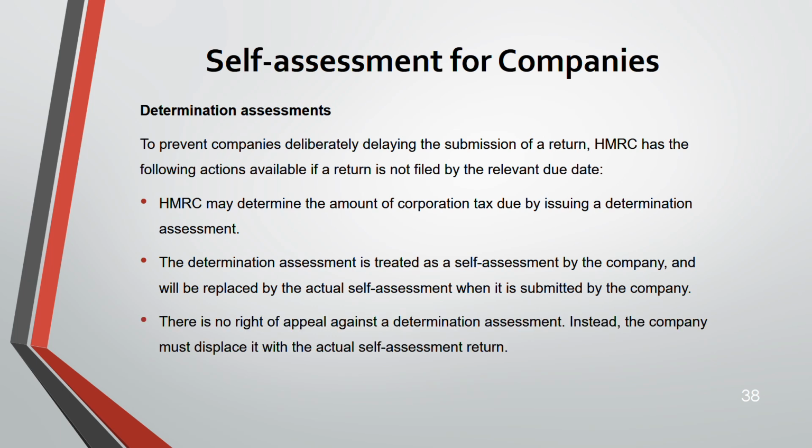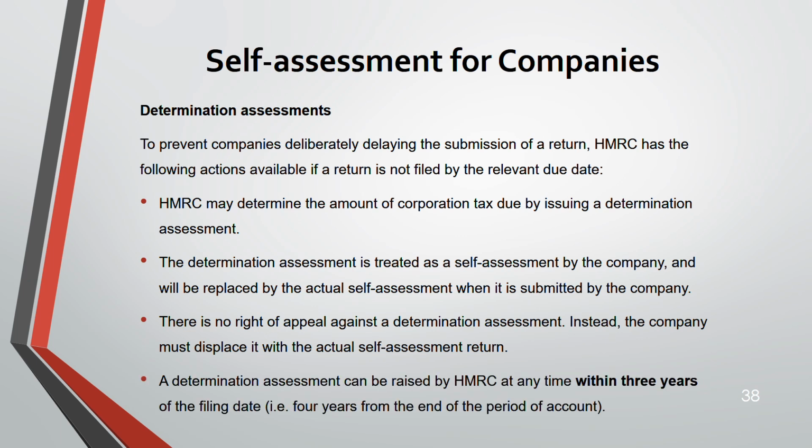There is no right of appeal. You can't appeal against a determination assessment. Instead, the company must displace it with the actual self-assessment return. A determination can be raised by HMRC at any time within 3 years of the filing date. That means 4 years from the end of the period of account.